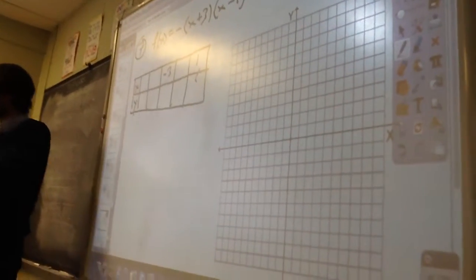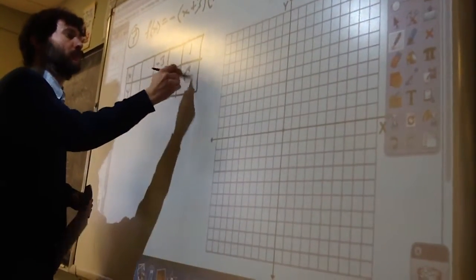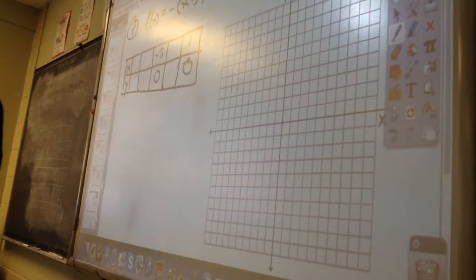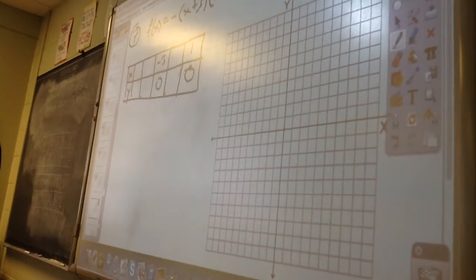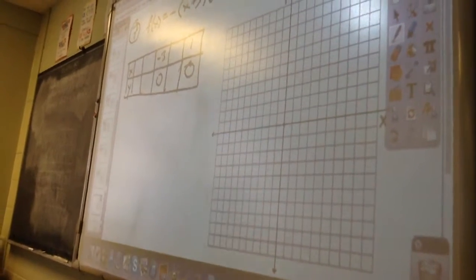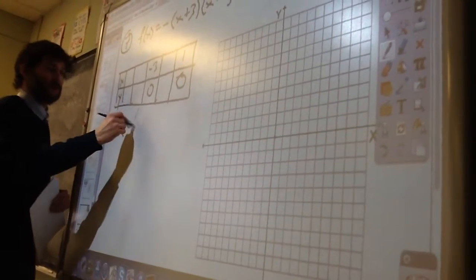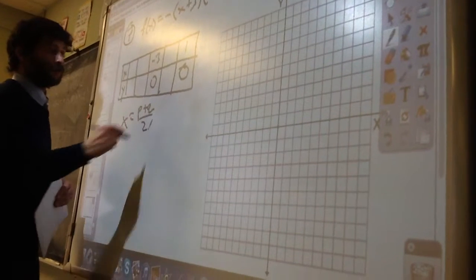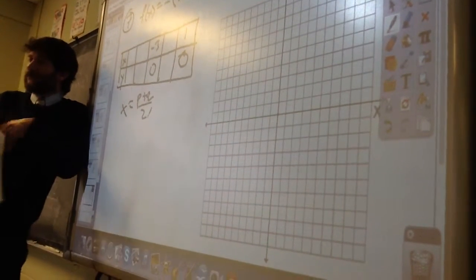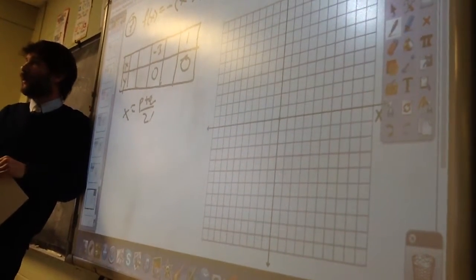0, because they're x-intercepts, right? Gotta have zeros here. Okay, let's find the vertex. Does anybody remember? It's a different formula. What is it? It is x equals p plus q divided by 2. Excellent. So this has the same function as the negative b over 2a.